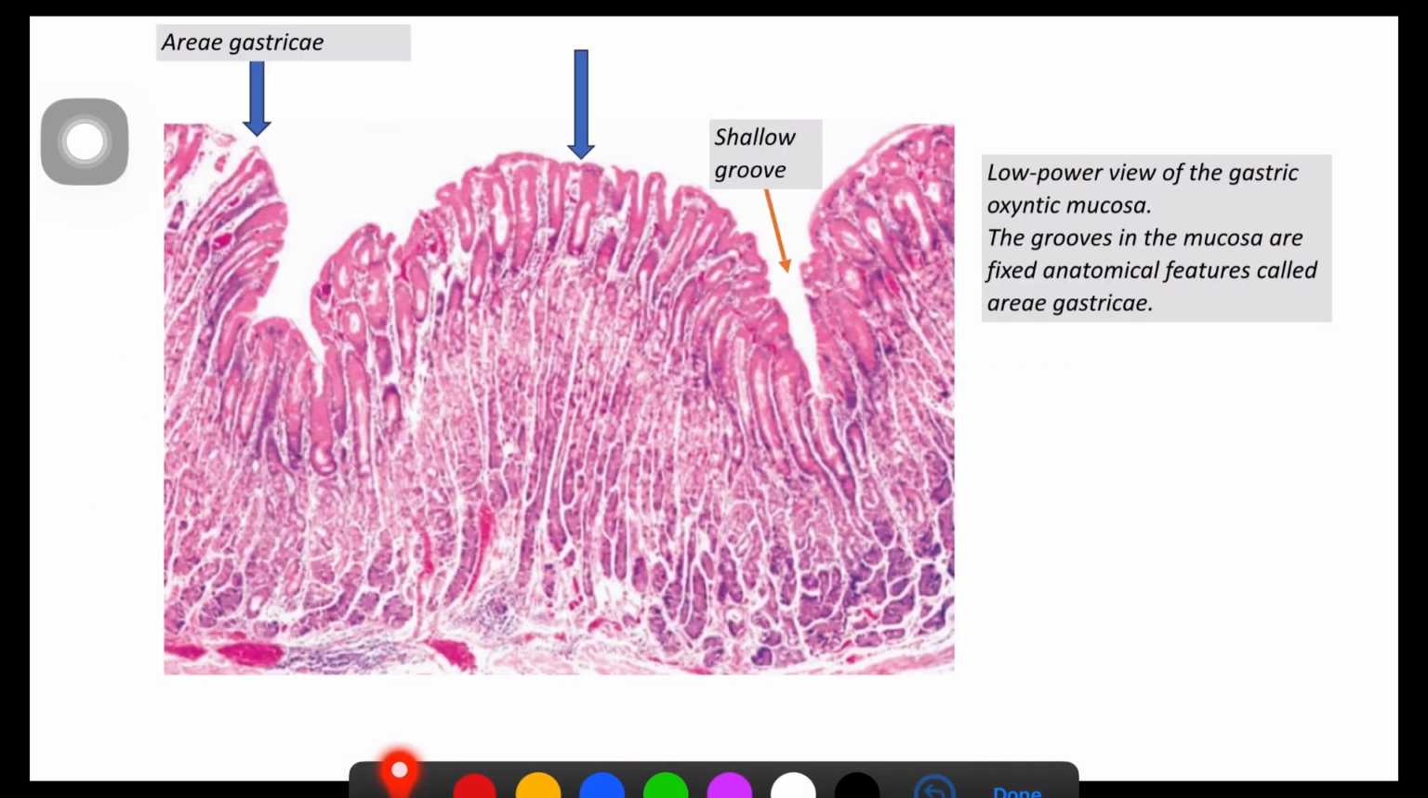Microscopically, if we want to see area gastrici, here you can see in low power view a section from the gastric oxyntic mucosa. Here these are the grooves, the shallow grooves. They are fixed grooves, and the area between these shallow grooves is called area gastrici. So this is a fixed anatomical feature, a dome shaped area separated by shallow grooves.